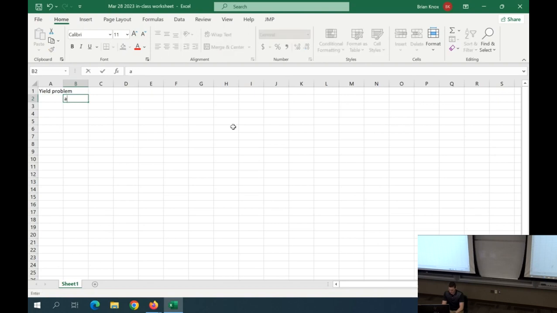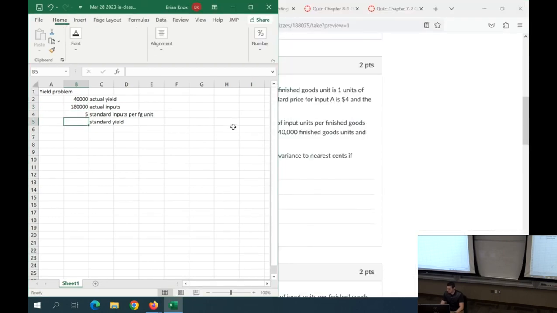All right, so actual yield, 40,000. And then standard yield. We have actual inputs, standard inputs per FG unit. That's 180,000 from the problem. And 5. That's what the problem said.